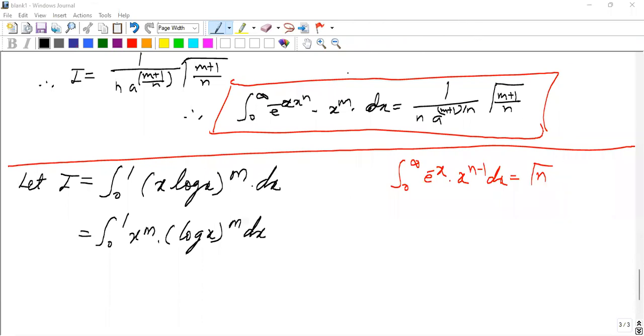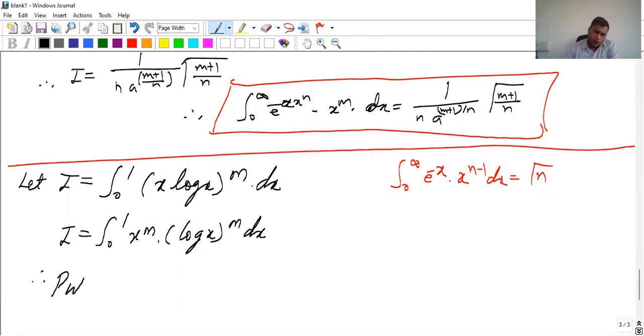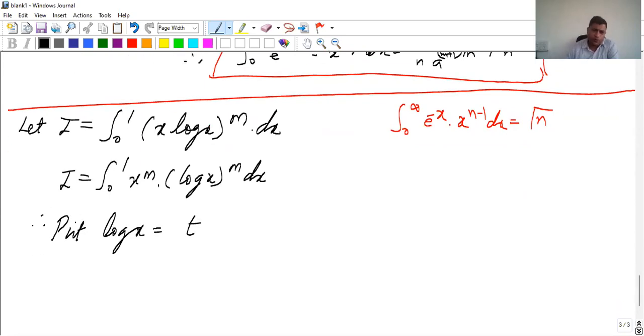So here, this is the integral I. What we do is put log x equal to t. If I put log x equal to t, what I am able to get is x equal to e raised to t, right? But if you see the definition of the gamma function, we want e raised to minus the variable. So this t is not sufficient, it should be minus. Got it?